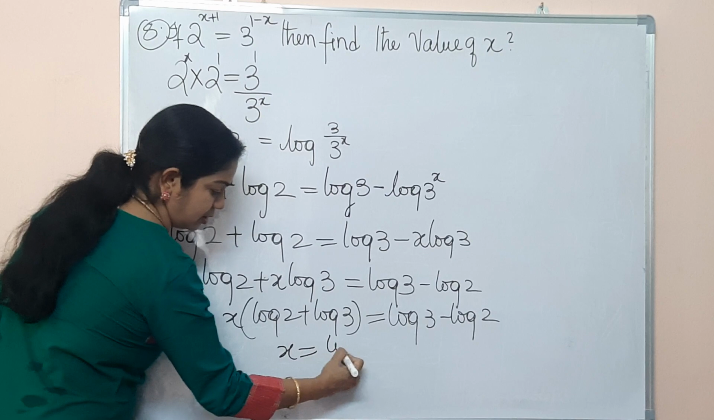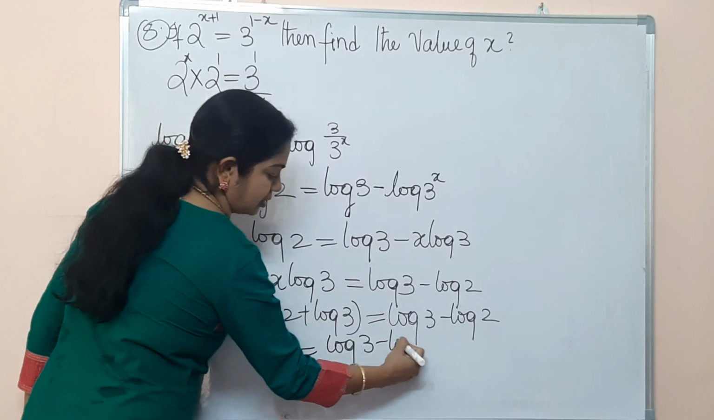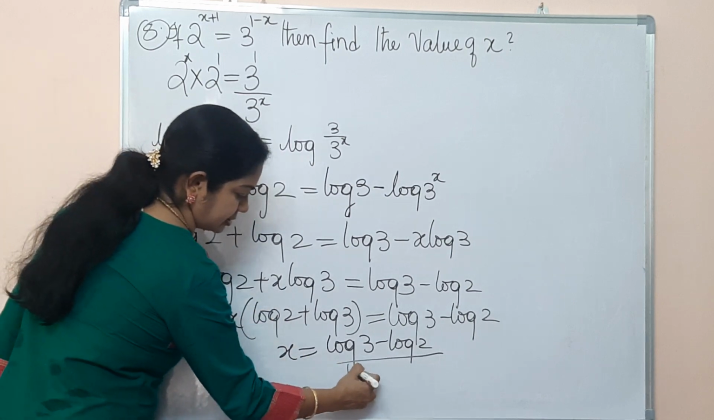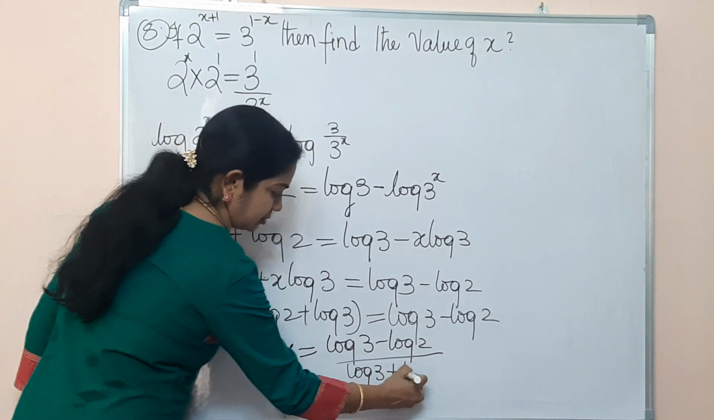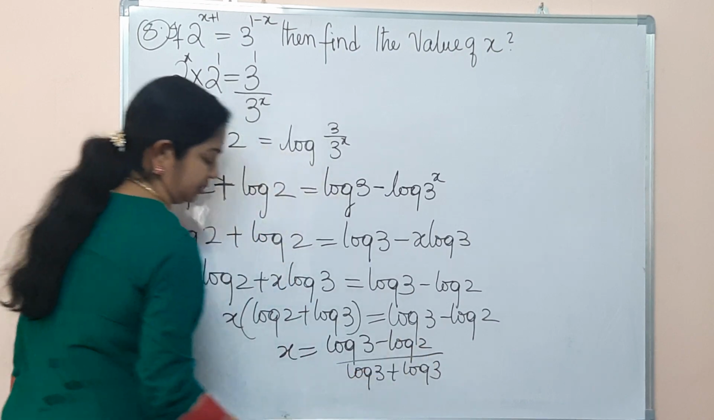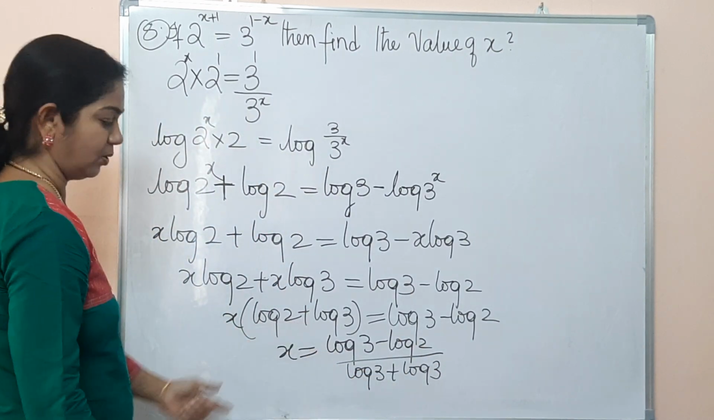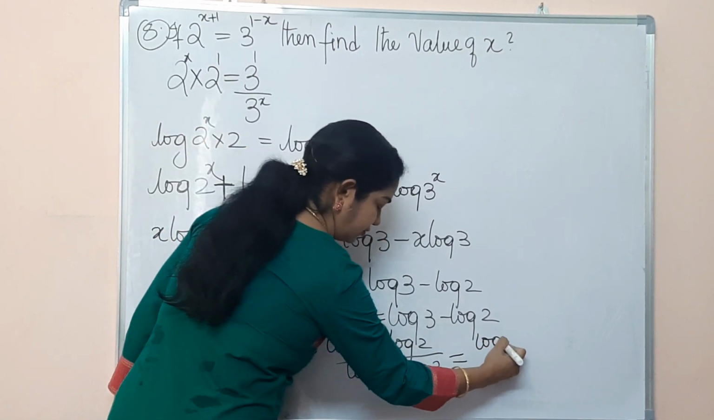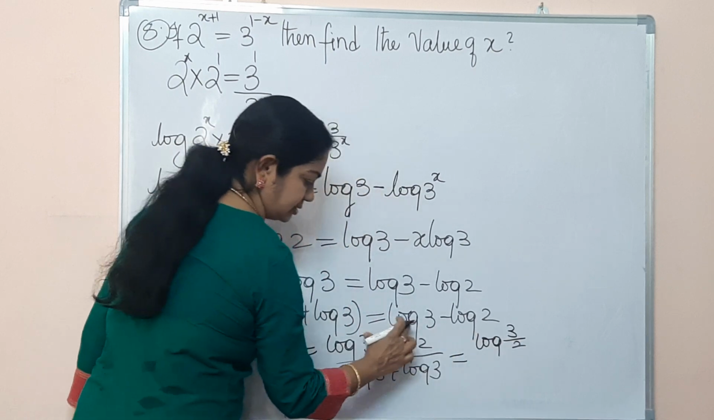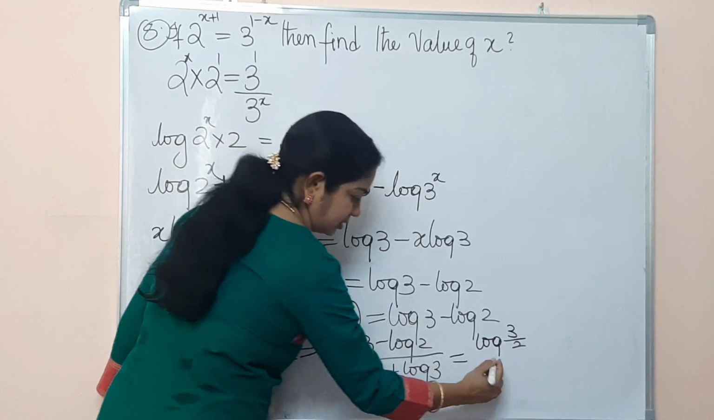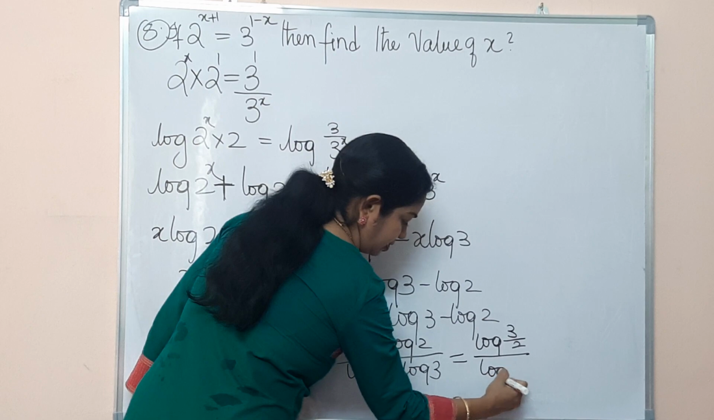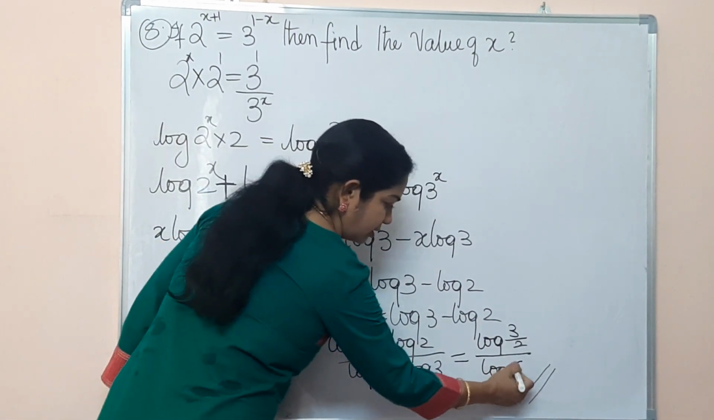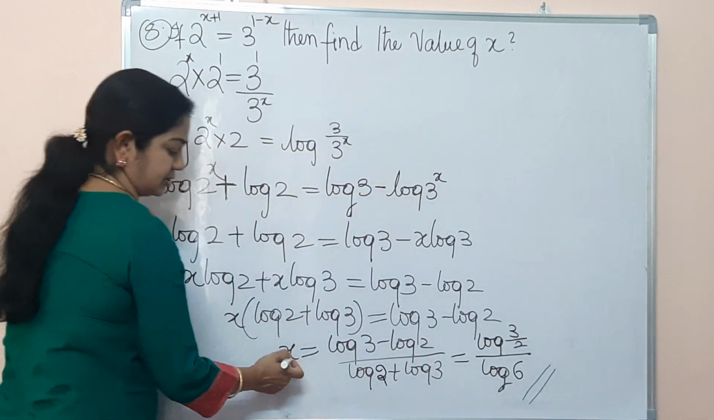x is equal to log 3 minus log 2 by log 2 plus log 3. So the value of x is this. Also we can write it in the form of one log: log of 3 by 2 in the numerator, and in the denominator 2 times 3 is log 6. So this is the final answer for x.